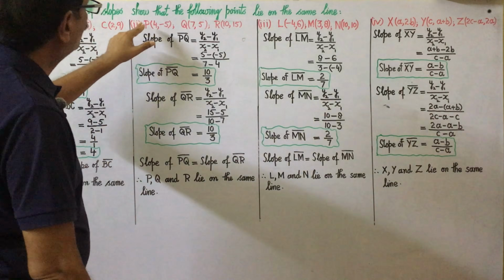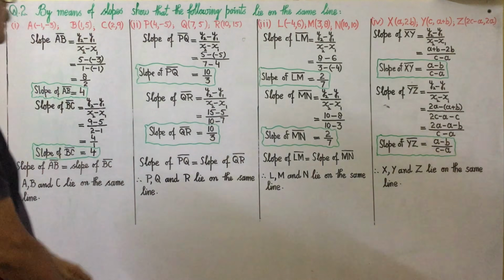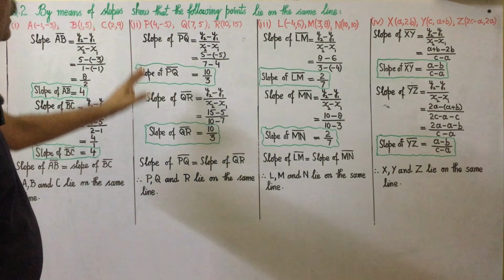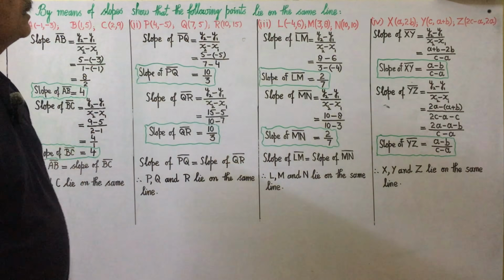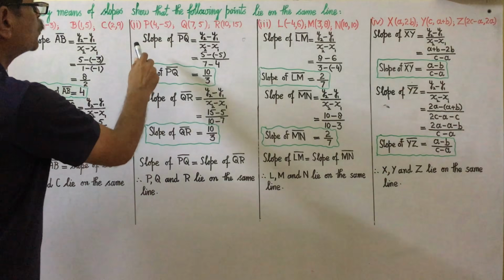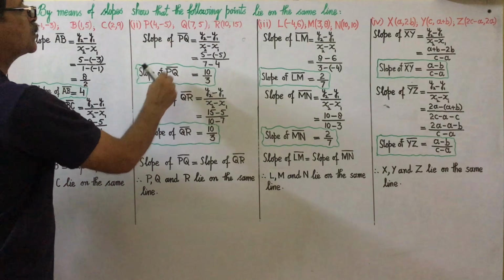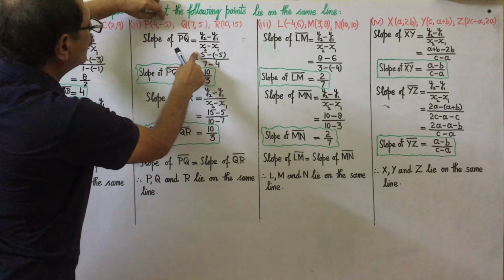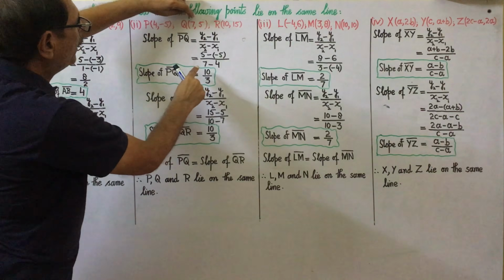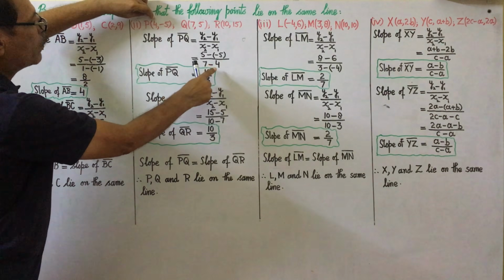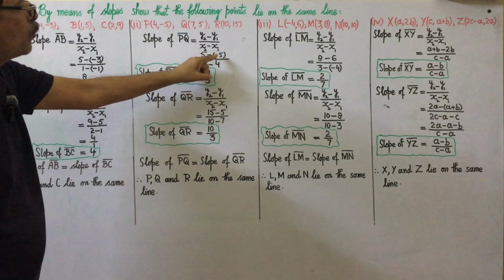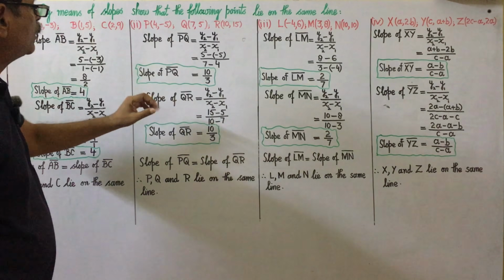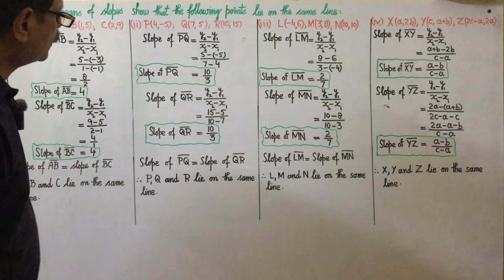Part 2, points P, Q and R are given. If slope of PQ is equal to slope of QR, then the points P, Q and R will lie on the same line. Slope of PQ is equal to y2 minus y1 over x2 minus x1. y2 is 5 minus y1 is minus 5. x2 is 7 minus x1 is 4. Minus into minus is plus. 5 plus 5 is 10. 7 minus 4 is 3. Slope of PQ is 10 by 3.